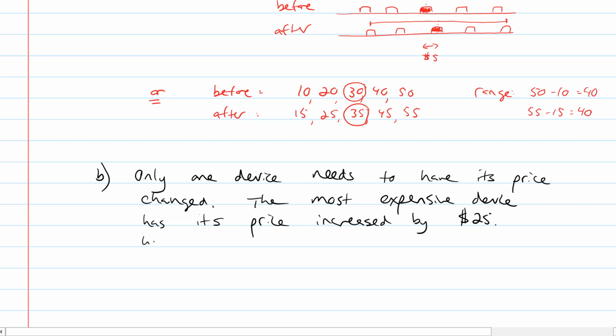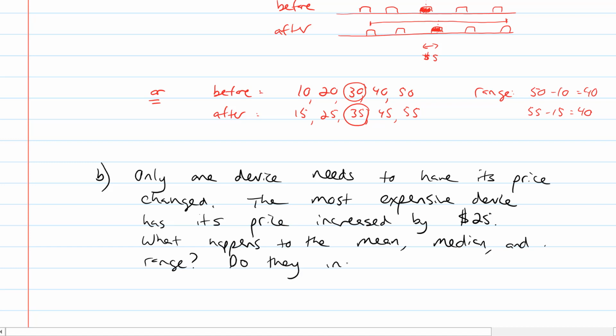What happens to the mean, median, and range? Do they increase, decrease, or remain the same?